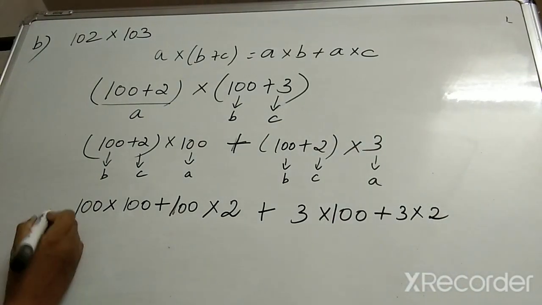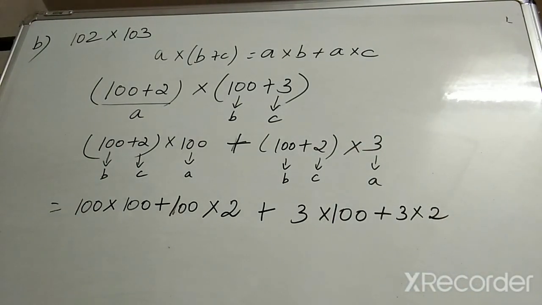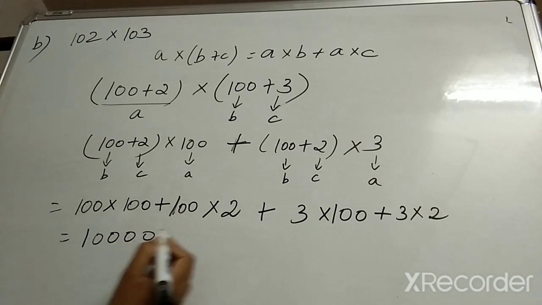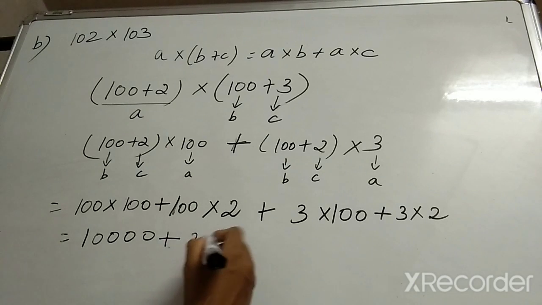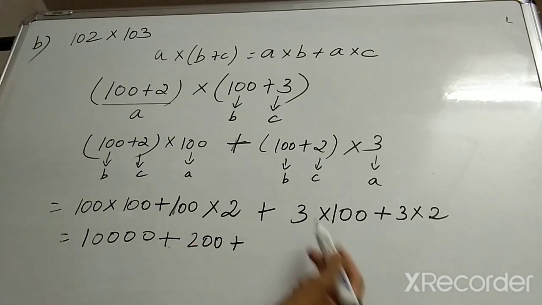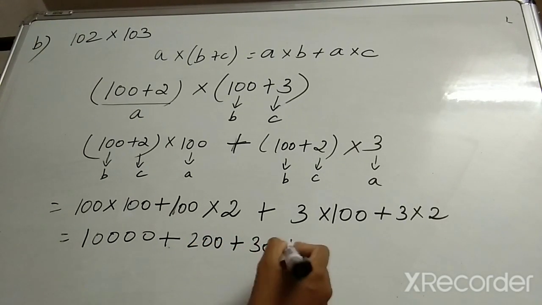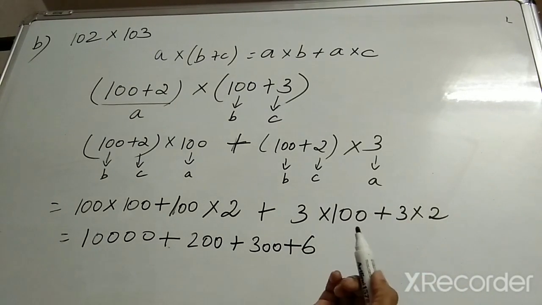Is this step clear for everyone? Now what we have to do? Keep BODMAS in mind. First we have to perform multiplication, then only we have to perform addition. So 100 into 100. So 1 into 1 will be 1. Count the number of zeros: 1, 2, 3 and 4. So 4 zeros you have to add. Plus 100 into 2 is 200. Again plus, 3 into 100, 300. Plus 3 2s are 6.